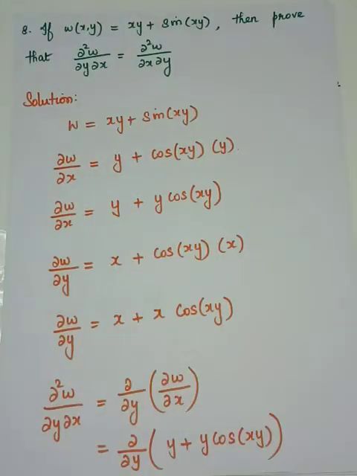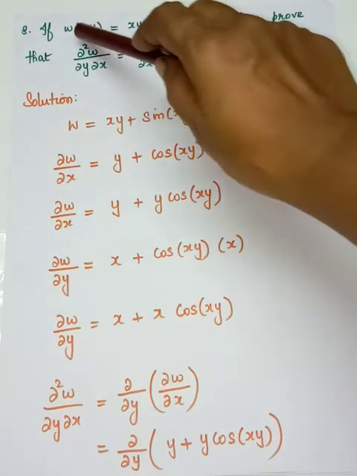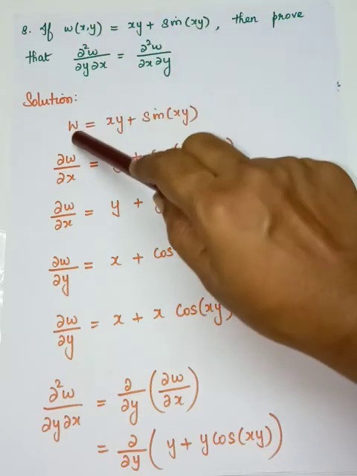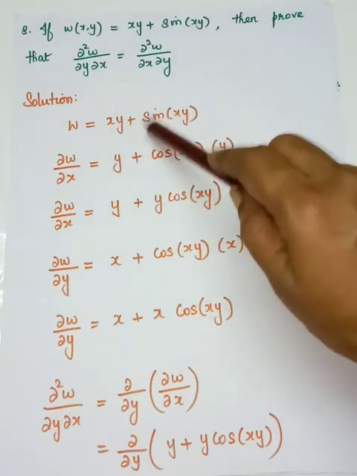Come to the problem number 8. Okay. If w of x comma y is equal to xy plus sin xy, then prove that dou square w by dou y dou x is equal to dou square w by dou x dou y. Okay, w is a function of 2 variables x and y, both are independent variables. Okay, w I have taken, I didn't write w of x comma y. W is a function involving 2 variables.